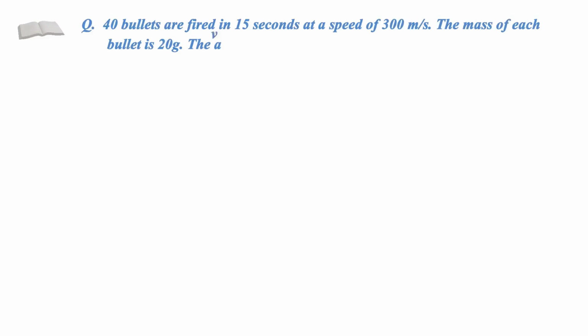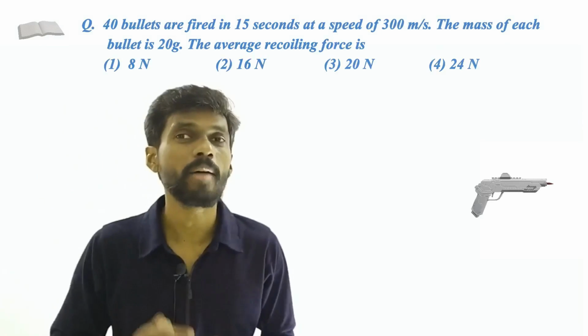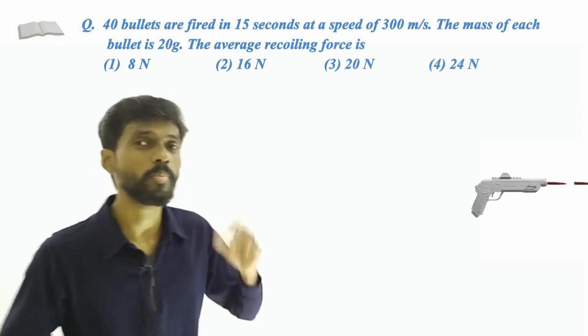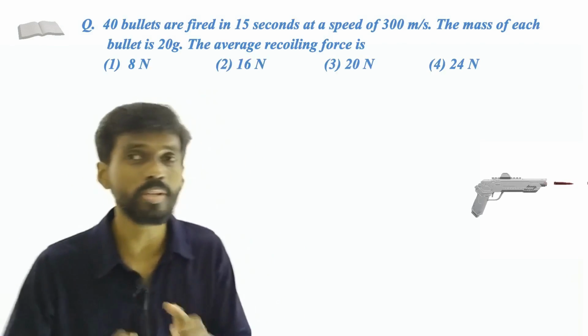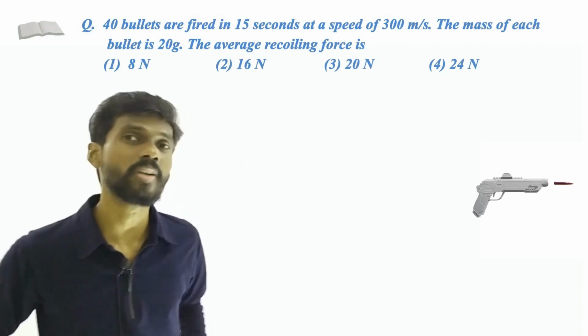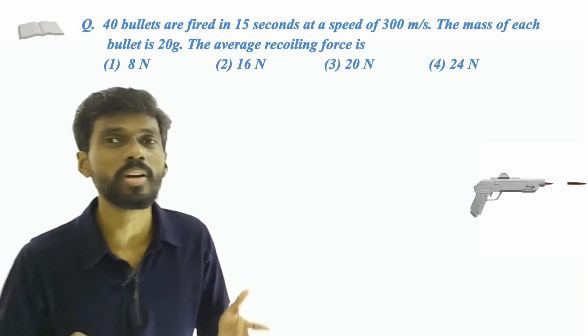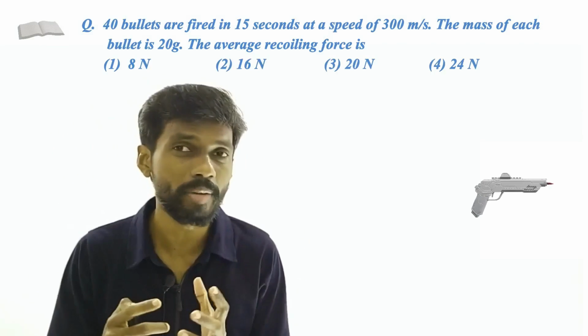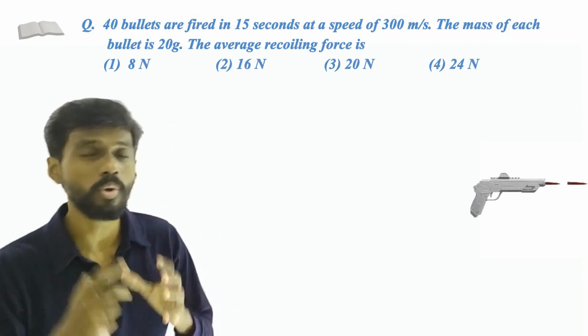40 bullets are fired in 15 seconds at a speed of 300 meter per second. The mass of each bullet is 20 gram. Find the average recoiling force. When a bullet is fired, the pistol applies some force on the bullet. In return, the bullet also applies an equal amount of force on the pistol. So this reaction force is called a recoiling force, by Newton's third law. It is equal in magnitude but opposite in direction to the force on the bullet.